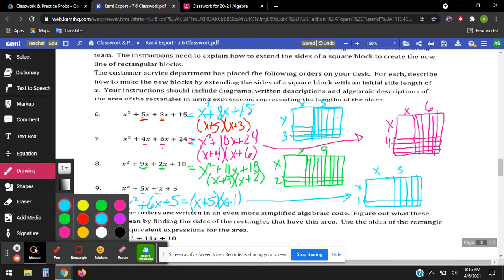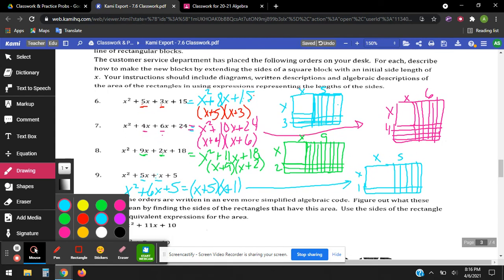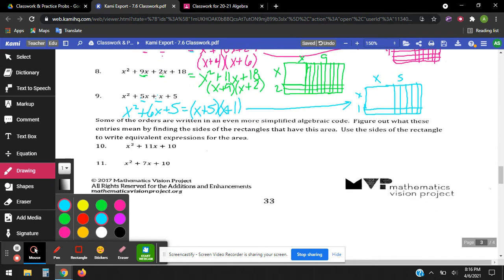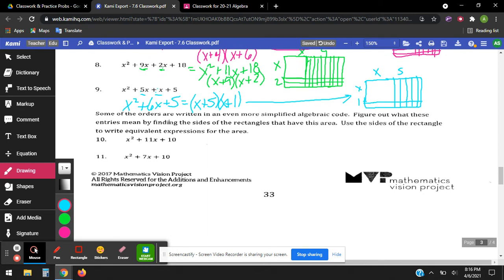I think we needed 2, right? All right. Some of the orders are written even more simplified, in more simplified algebraic code. Figure out what these entries mean by finding the sides of rectangles that have this area. Use the sides of rectangles to write equivalent expressions for this area.